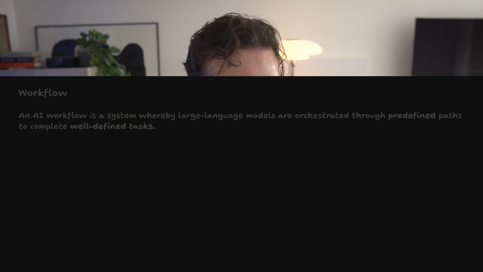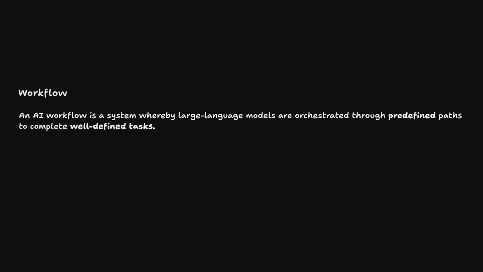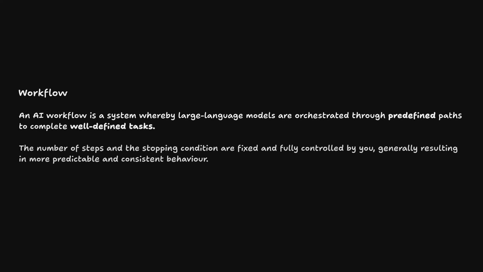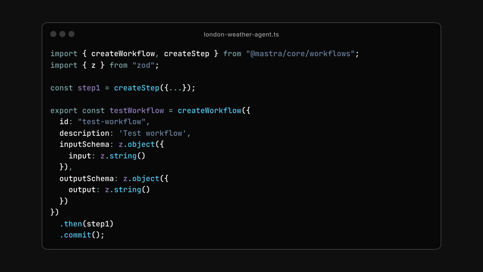By contrast, an AI workflow is a system whereby large language models are orchestrated through predefined paths to complete well-defined tasks. The number of steps and the stopping condition are fixed and fully controlled by you, generally resulting in more predictable and consistent behavior. You can create workflows in Mastra by breaking tasks into steps and composing them with create workflow. The most straightforward example is running steps one after another in a chain.